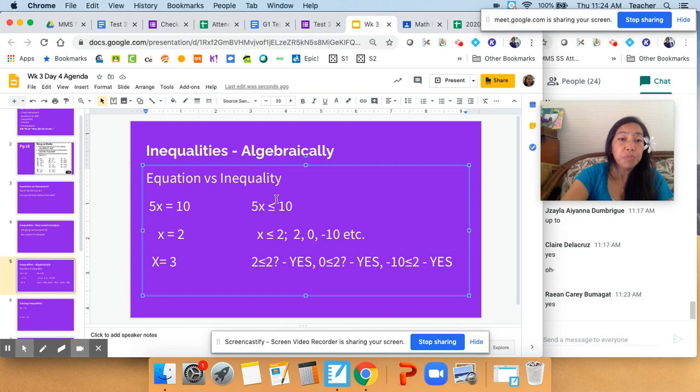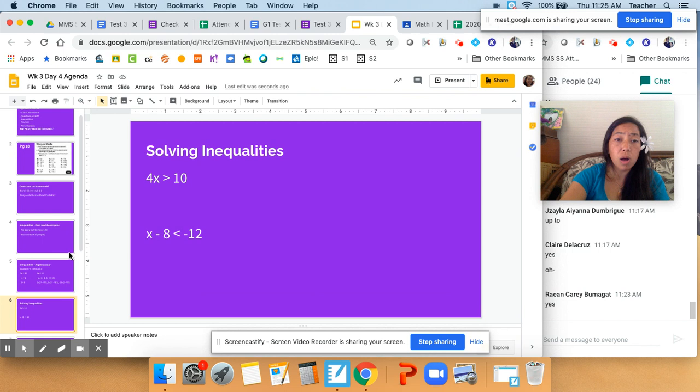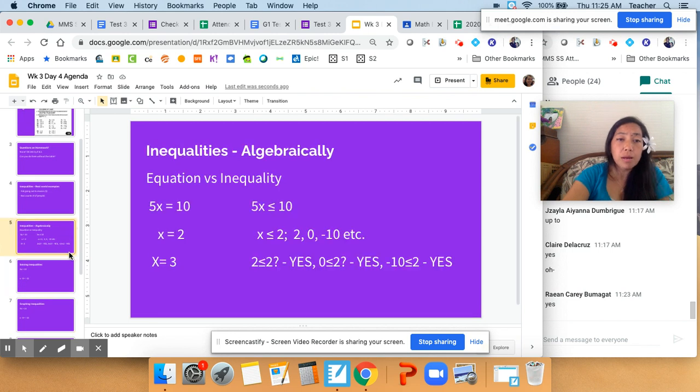Now that we know equations have one solution and inequalities have infinitely many solutions, it's hard to list out all the possible solutions. And that's why we graph our inequalities. I'm going to go into that later, but I just want to talk about the differences.